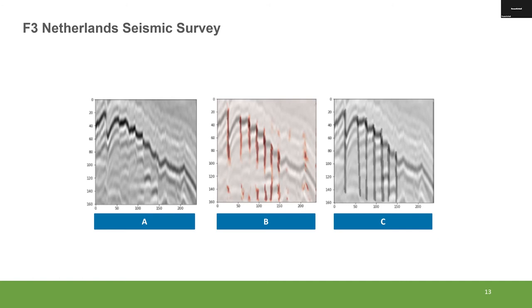The size of this subset is 400 inline by 237 crossline by 160 time slices. And the computation time to generate a fault probability volume took less than 20 seconds, compared to the estimated time of around 3 hours with manual picking.